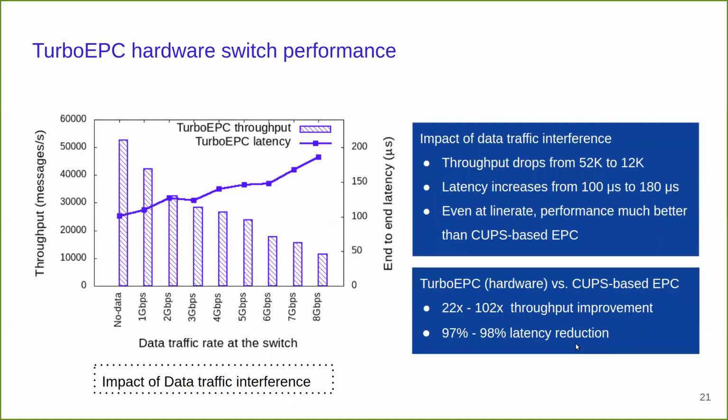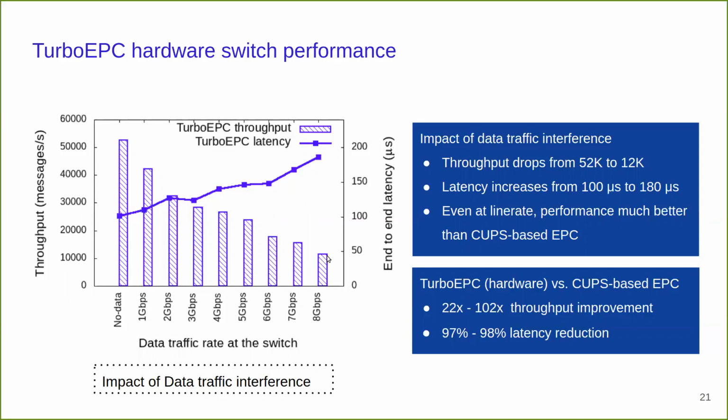In this experiment, we observe the TurboEPC hardware switch performance and also observe the impact of interfering data traffic on the EPC performance. In this graph, the x-axis is the data rate, which varies from idle condition to line rate, which is 8 Gbps in our case. The y1 axis shows the throughput, and the y2 axis shows the end-to-end latency in microseconds.